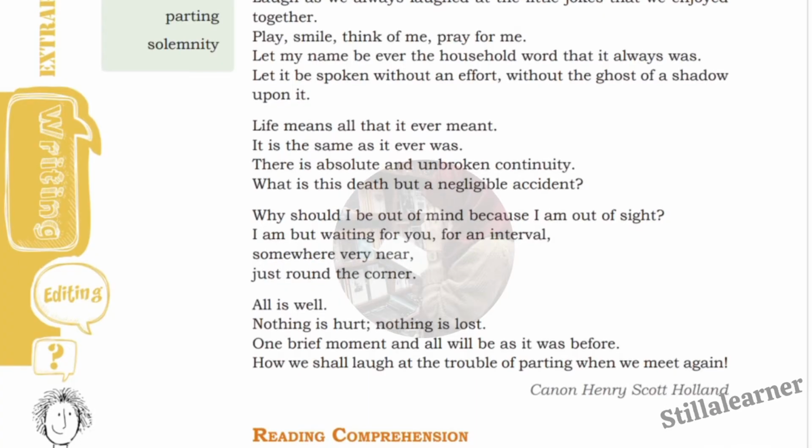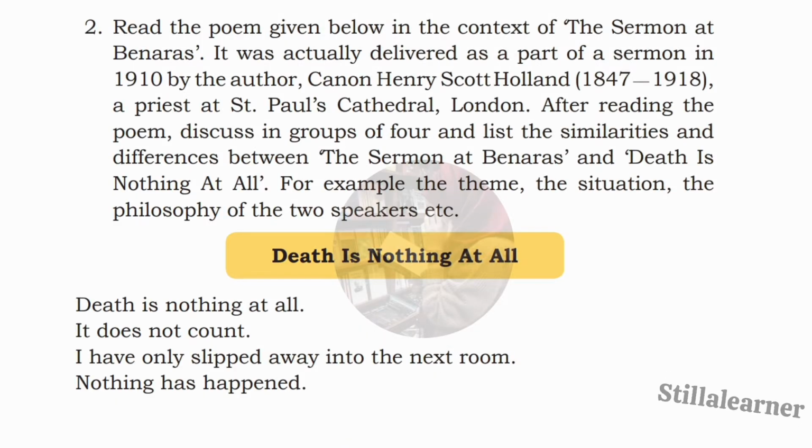Now we'll move to the second question, which is: read the poem given below in the context of the sermon at Benaras. It was actually delivered as a part of a sermon in 1910 by the author Canon Henry Scott Holland, 1847 to 1918, a priest at St. Paul Cathedral, London. After reading the poem, discuss in groups of 4 and list the similarities and differences between the sermon at Banaras and Death Is Nothing At All. For example, the theme, the situation, the philosophy of the two speakers, etc.